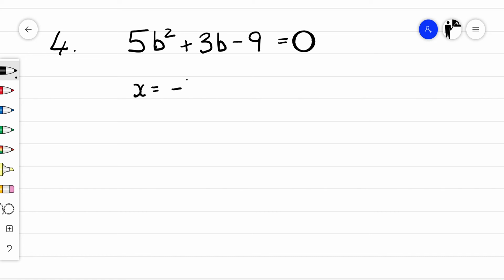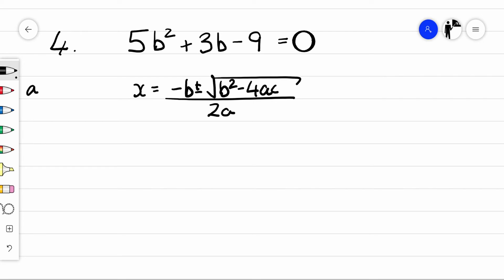It is x equals minus b plus or minus the square root of b squared minus 4ac, and that's all over 2a. Okay, so we need to identify what is a, b and c. A is the number multiplying the squared term, that's going to be 5. B is the number multiplying the term on its own, so b is going to be 3. And c is what we have at the end here, so c is negative 9.